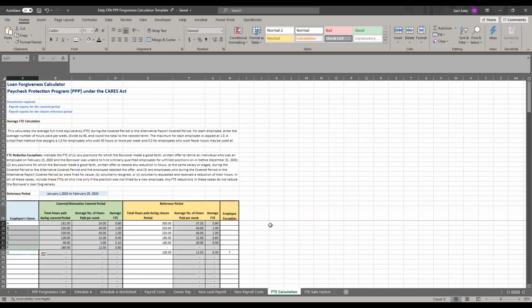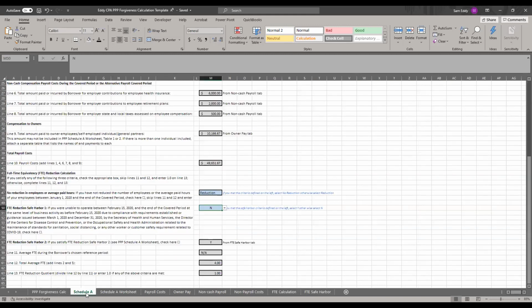Next, we have the FTE calculations. Now, as I noted earlier, if you select that you meet the safe harbor requirements for no reduction in employees or the FTE reduction safe harbor 1, you do not need to complete the FTE calculation and FTE safe harbor tabs. These are for determining if you have any reduction, but if you meet these safe harbor requirements, you do not need to complete them.